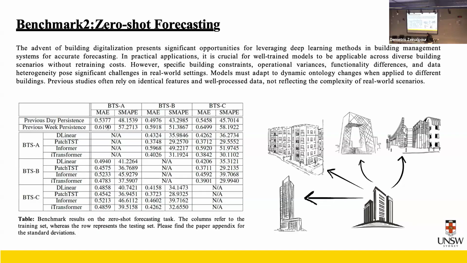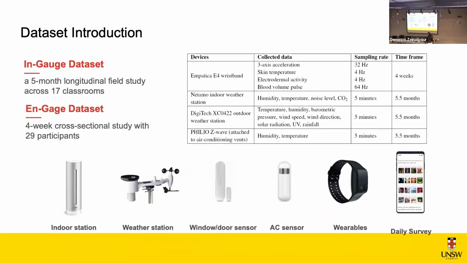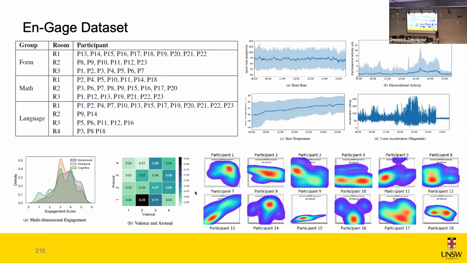We have a lot of other sensor data. This one was released in Nature Scientific Data. We have data of high school students wearing wrist-worn wearables, and we have indoor and outdoor weather stations. We even know where people sit in the classroom across 4 weeks and what classes they took, whether math, politics, or language.